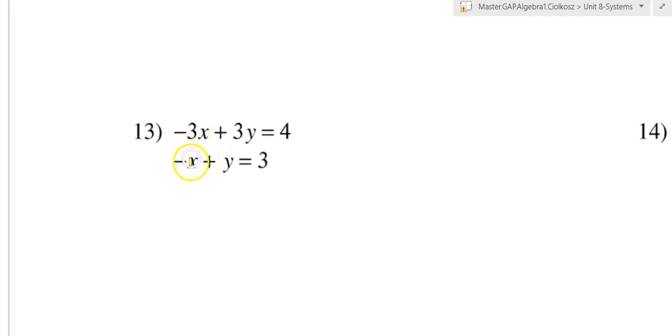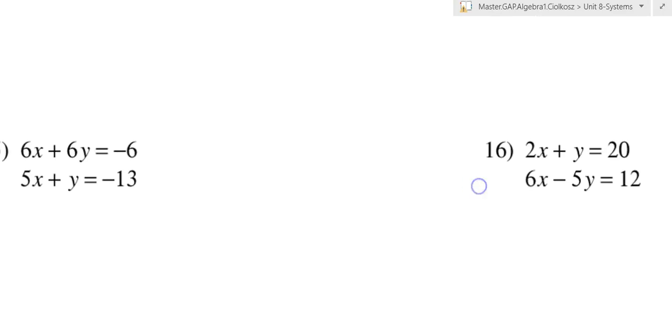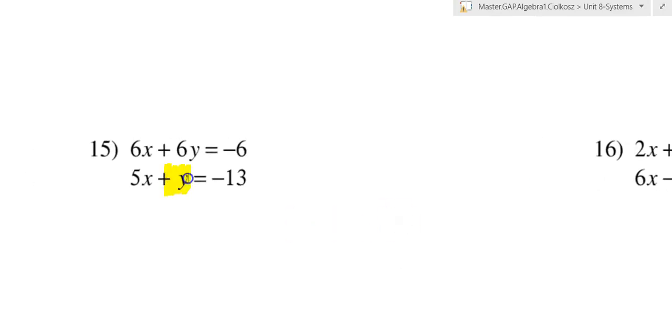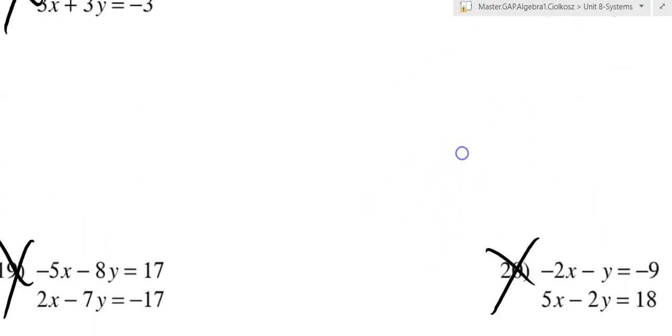13, well, this is a negative x, so we don't want to use that, but there's a positive y. And 14, again, our positive y. 15, then we get a y. 16, another y. It doesn't matter if it's y or x. And we'll skip this last bit of problems here.